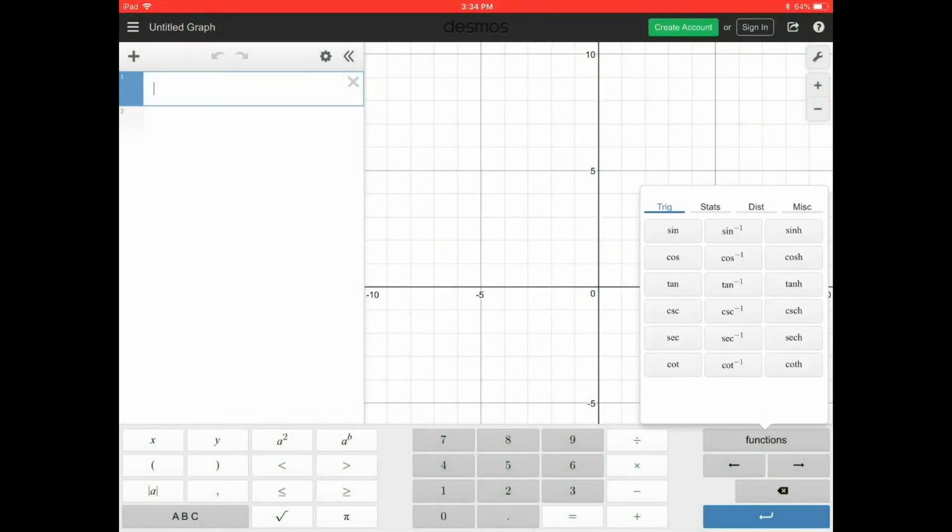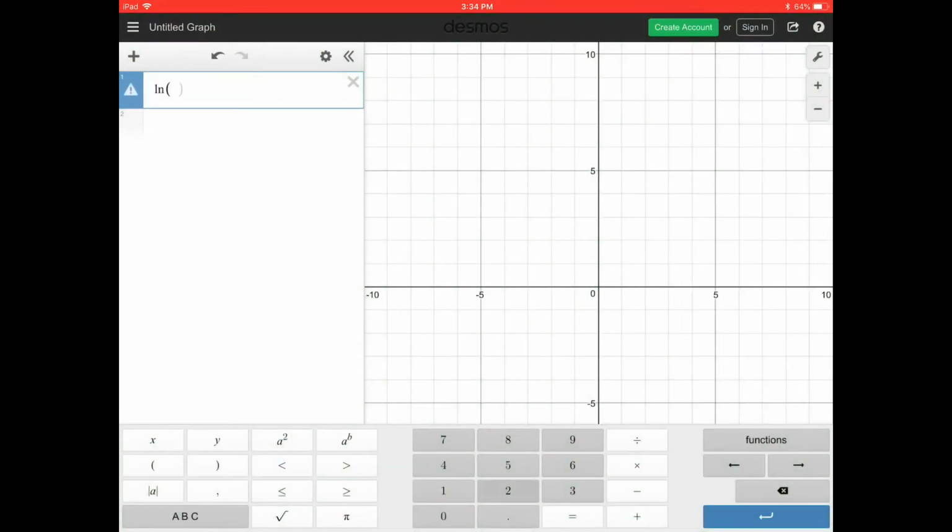So in Desmos we go to functions, miscellaneous, ln, 225 divided by 257. Whoa, I missed a division sign. 225 divided by 257, close parentheses. Oops, close parentheses. All divided by negative 2.